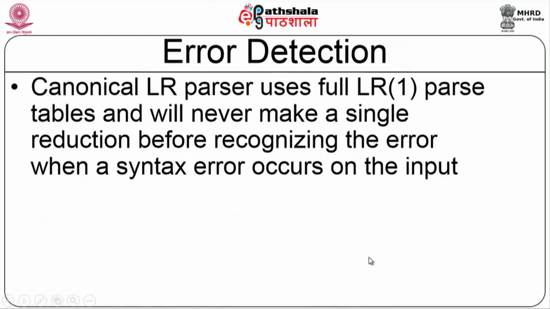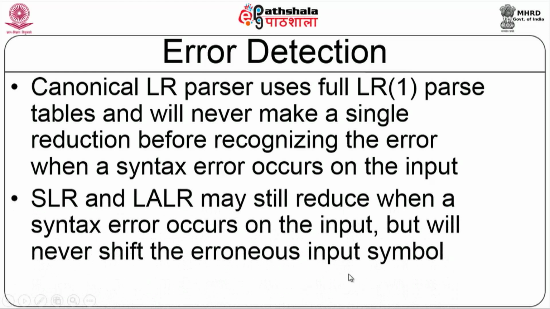Error detection is typically done here. Again, it is not going to correct the error, it is going to simply recover from the error. The canonical LR parser uses the full LR(1) parse table and therefore will never make a single reduction before recognizing the error when a syntax error occurs in the input. SLR and LALR may still reduce when a syntax error occurs on the input, but will never shift the erroneous input symbol onto the stack. So they can reduce but will not shift. The canonical LR parser will definitely not reduce, and not do any action at all.